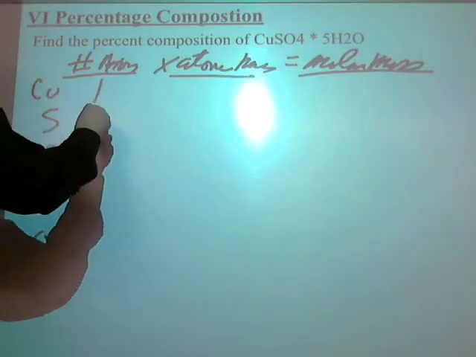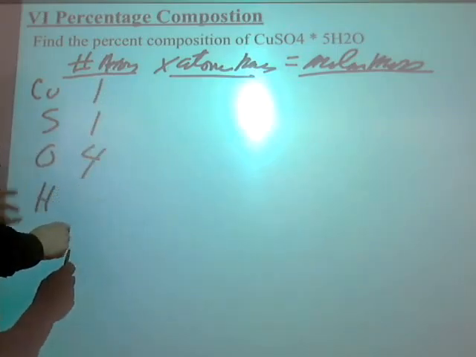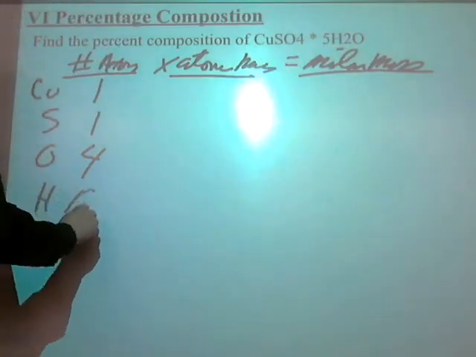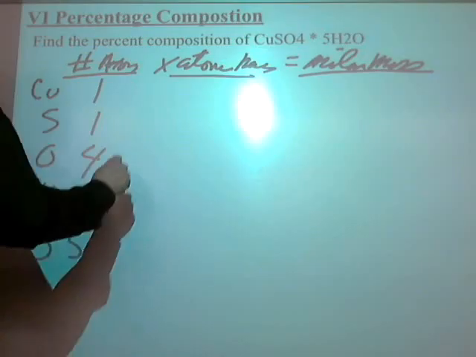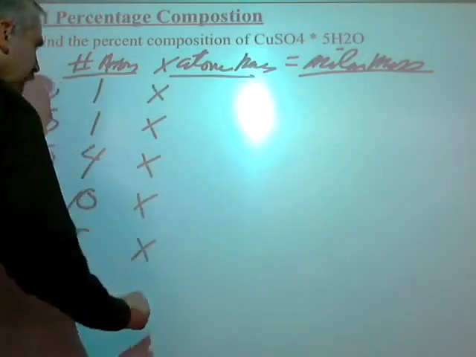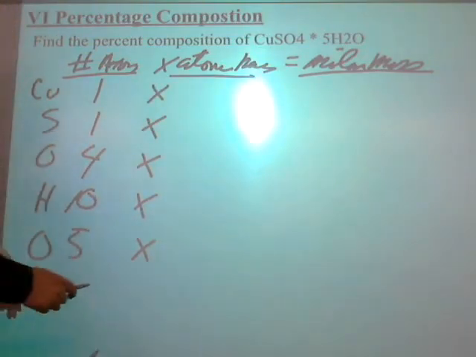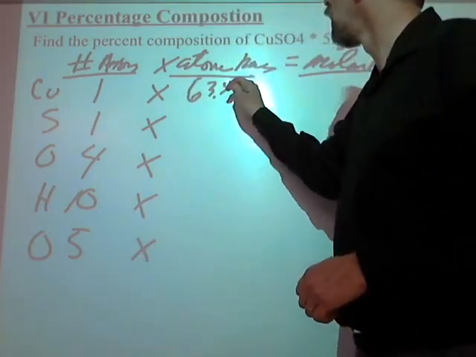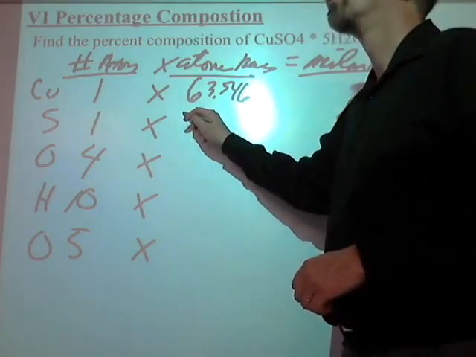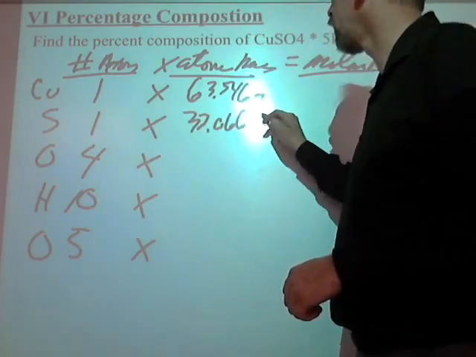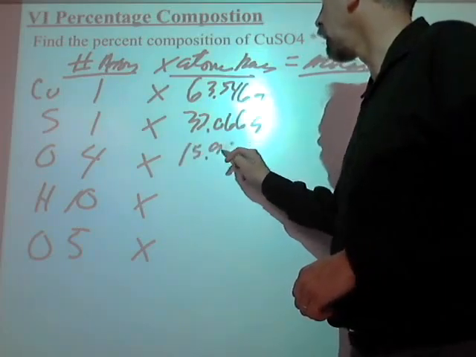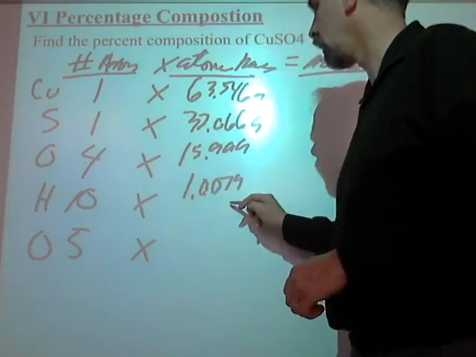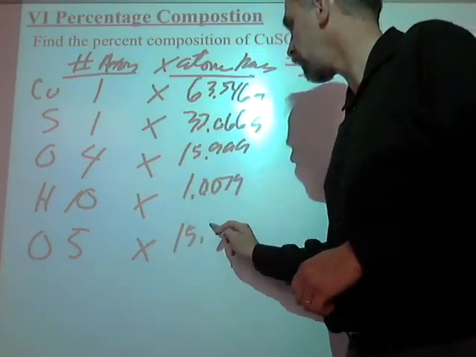I've got 1 copper, 1 sulfur, 4 oxygens here. How many hydrogens? I want to throw a hydrate in here. How many hydrogens do I have? 10. And how many oxygens? 5. So I've got to do all of that, and then add them all up. So really quick, 63.546, 32.066 grams, 15.999, 1.0079, and 15.999.